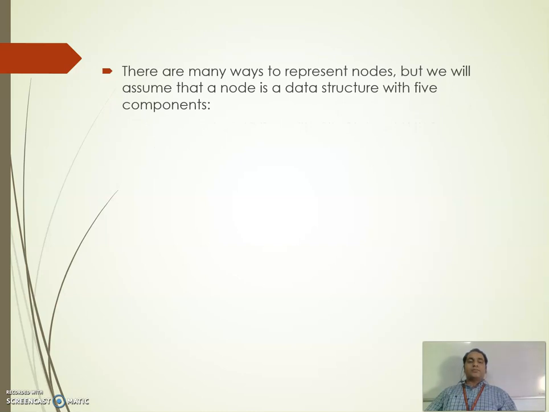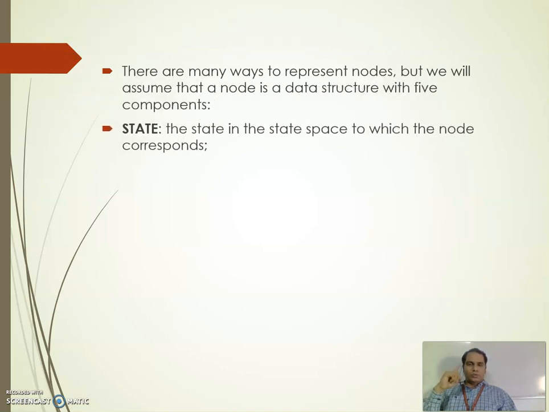There are many ways to represent nodes, but we will assume that a node is a data structure. Because each node has certain data to hold, we consider it as a data structure having 5 components. So what are those 5 important aspects of the node? One is the state. What is the current state? The state in the state space to which the node corresponds, that is state.